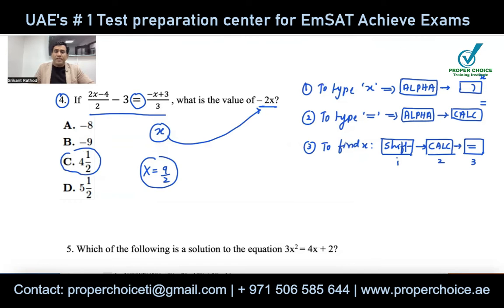After solving for x, don't rush. Because we have to solve for negative 2x, put the value of x over there, or basically multiply that result by negative 2. Negative 2 times 9 by 2 gives me negative 9. So negative 2 times 4.5, negative 9 is the answer. We should go with option B.